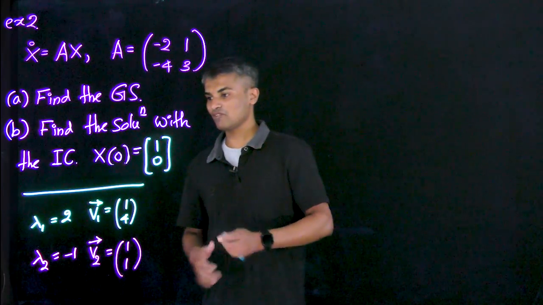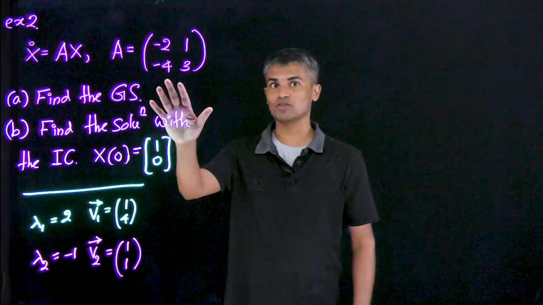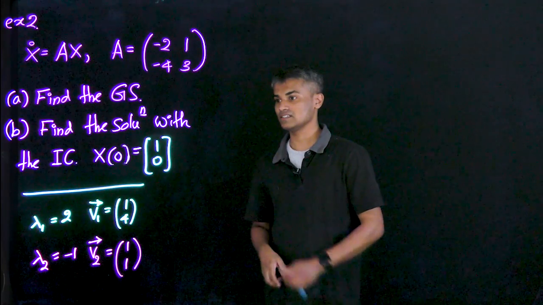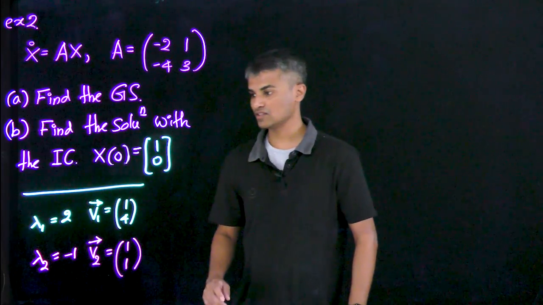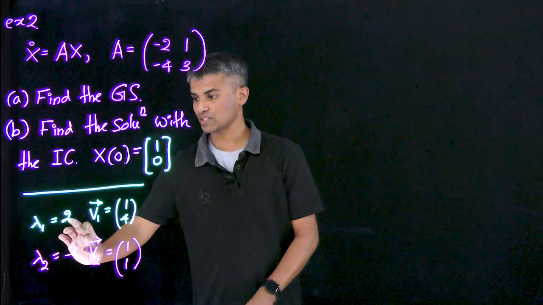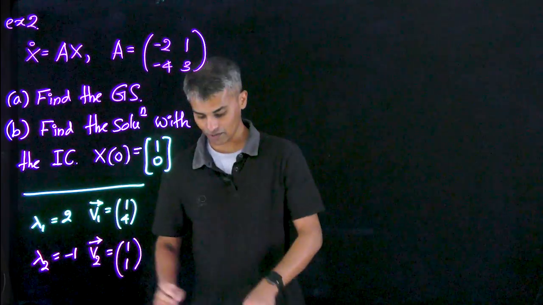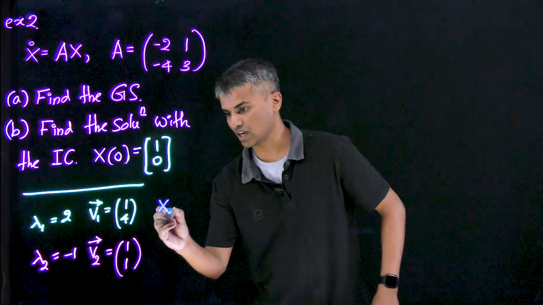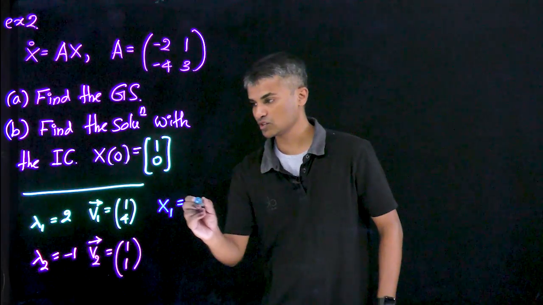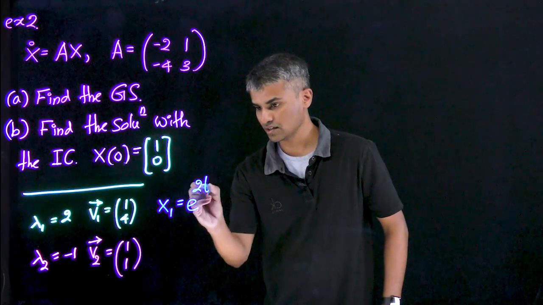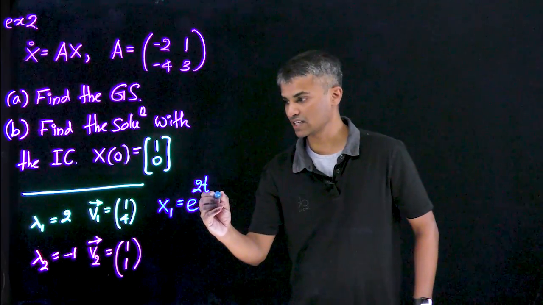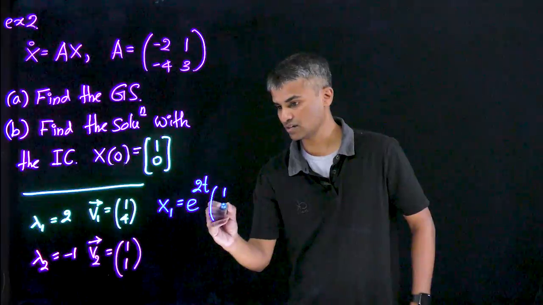Okay, now we have found the eigenvalues and eigenvectors for this matrix A. The next step is to get the general solution using these two eigenvalues and eigenvectors. Now, the first solution that corresponds to this eigenvalue and the corresponding eigenvector, let us say that is x1, and this is a vector, and x1 equals e to the 2t, where 2 is lambda, times the corresponding eigenvector, which is (1, 4).